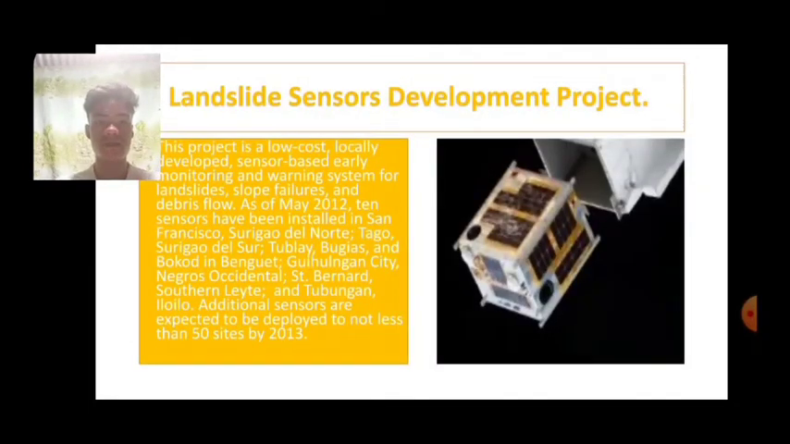So, Landslide Sensors Development Project. This project is a low-cost, locally developed, sensor-based early monitoring and warning system for landslides, slope failures, and debris flow. As of May 2012, 10 sensors have been installed in San Francisco, Surigao del Norte, Tago, Surigao del Sur, Tublay, Bugyas, and Bocod in Benguet, Guihulngan City, Negros Occidental, St. Bernard, Southern Leyte, and Tubungan, Iloilo. Additional sensors are expected to be deployed to not less than 50 by 2013.